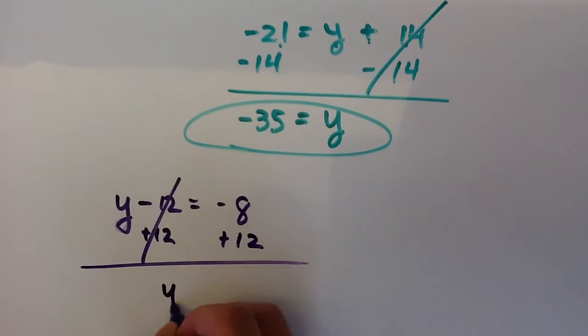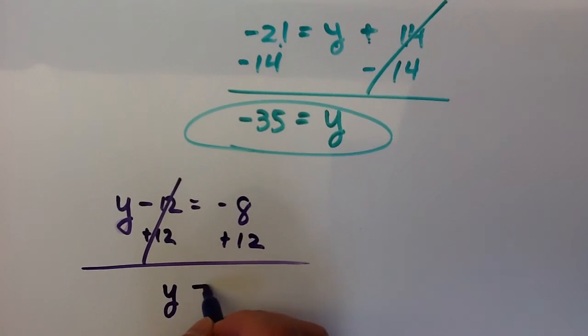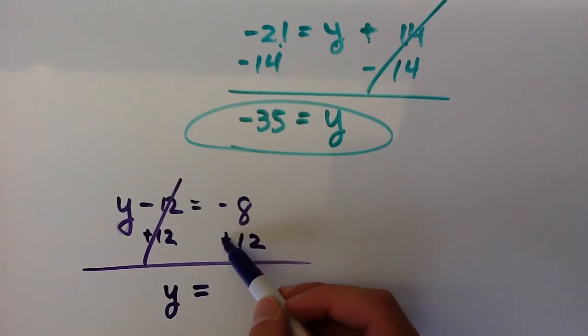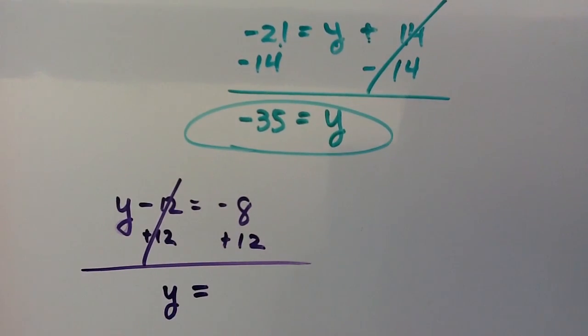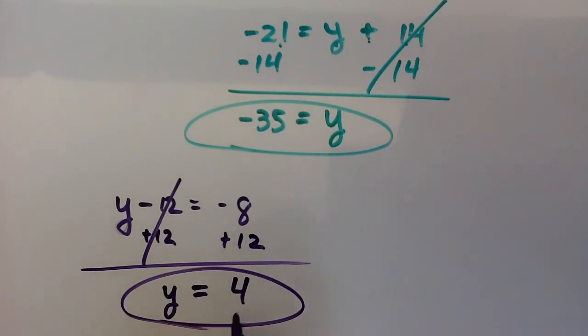And so all you're left with is y on the left side. Your equal sign comes straight down. Over here you have negative 8 plus 12. They have different signs. Subtract, keep the sign of the bigger number. That would be 4, right? So y is equal to 4. If you plug 4 in here, 4 minus 12, that's negative 8.